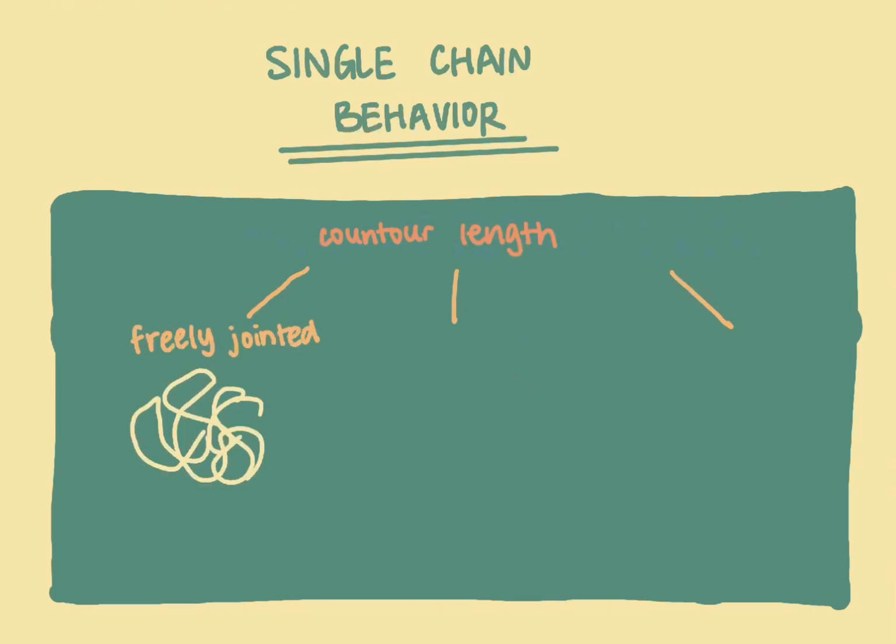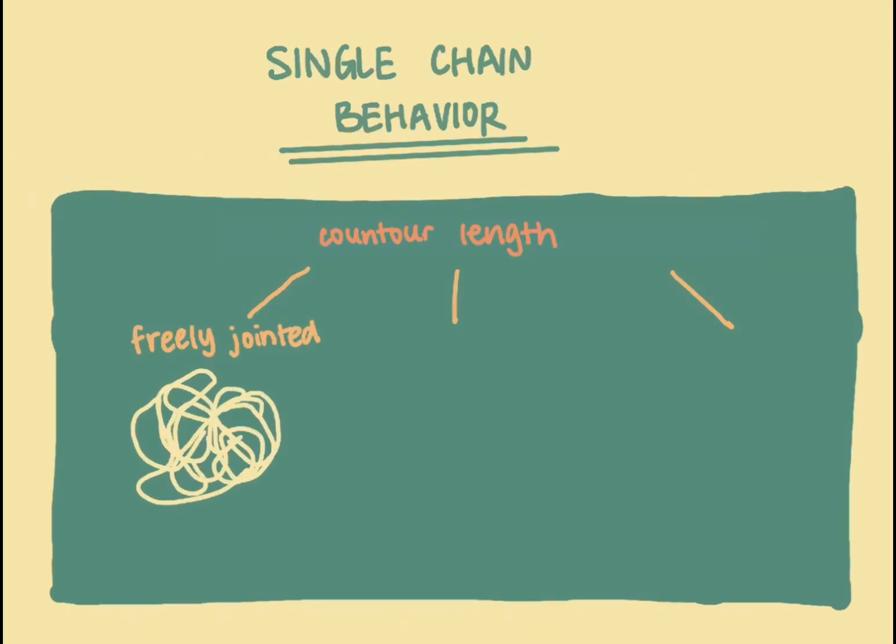The first one is the simplest and the most ideal case. It is called the freely jointed model. In this case, it is assumed that all bonds can rotate and fold freely and have no constraint on bond angles or rotations. However, this is not realistic.